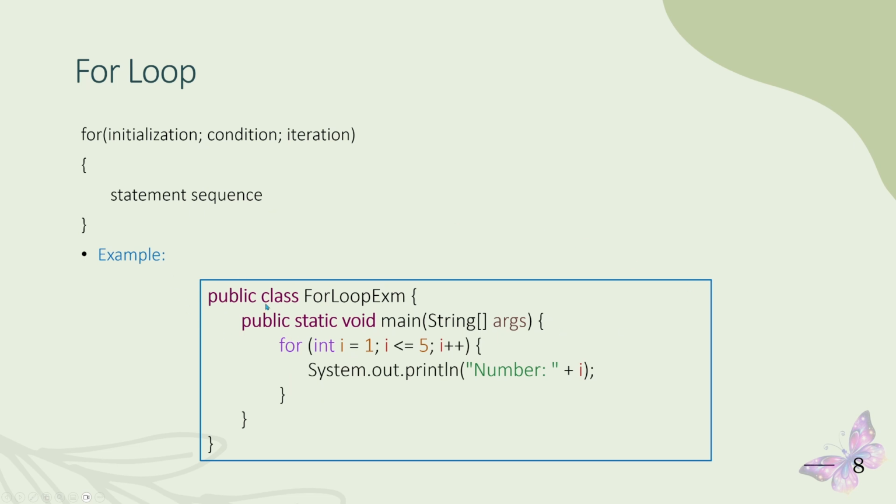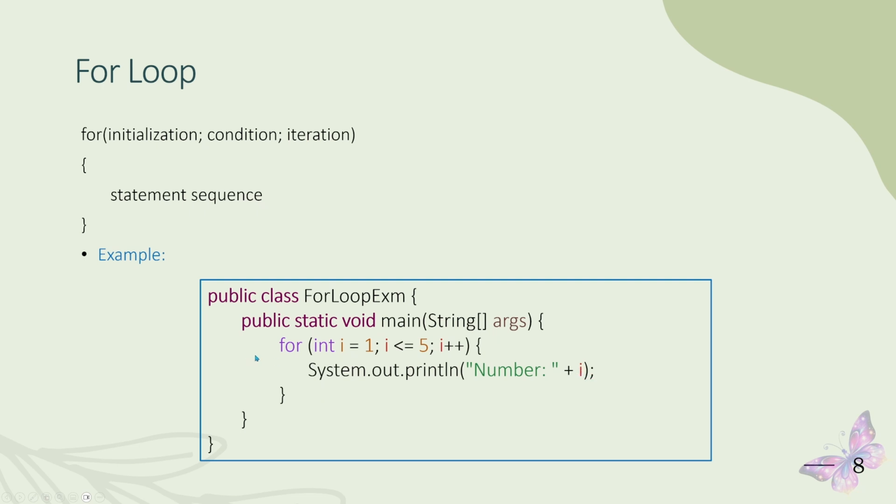Let's see the example. So this is an example of a for loop. Inside the main function you put for integer i equals 1, i is less than or equal to 5, then i plus plus. So how will this loop work? It will print number i.